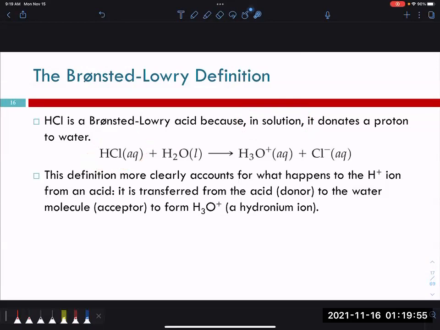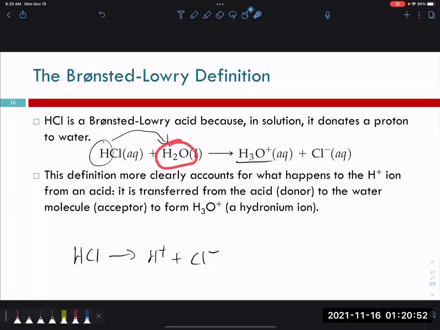If we take HCl and add it to water, we get H plus Cl minus. But as we talked about a few slides ago, it's more correct to say that this H plus is actually being donated to water to give us H3O plus. So HCl is an acid because it's donating its proton. And by the Bronsted-Lowry definition, water here is a base because it accepts that proton.